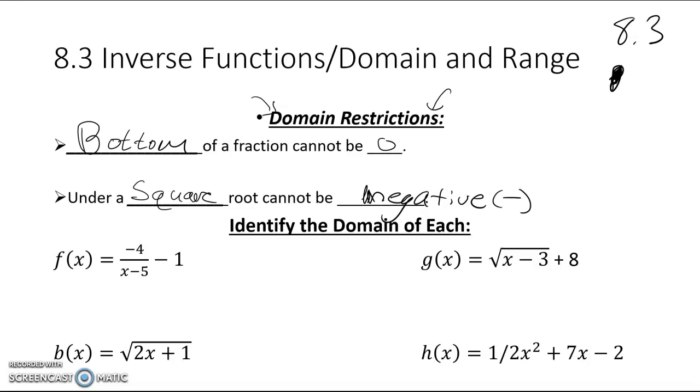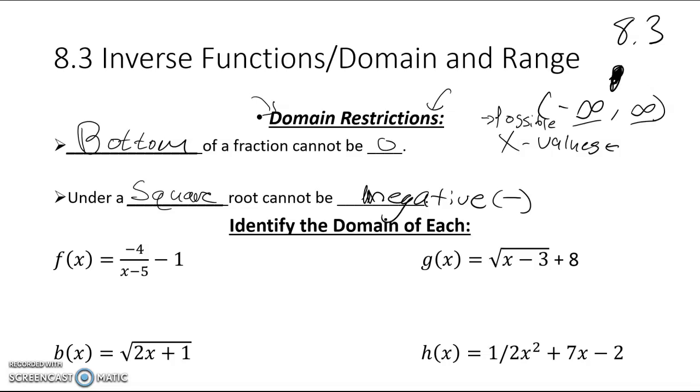So 8.3, the first part deals mostly with domain restrictions. In the past, when we think of domain, we think of negative infinity to infinity, written out like this. And one thing to remember is that domain is all your possible x values. That's basically what the domain is.